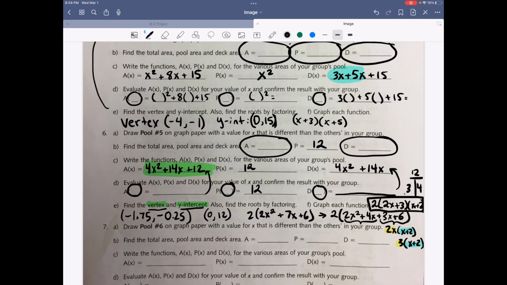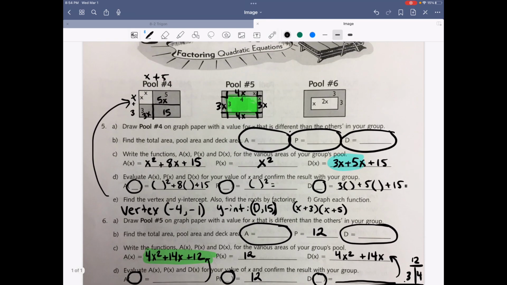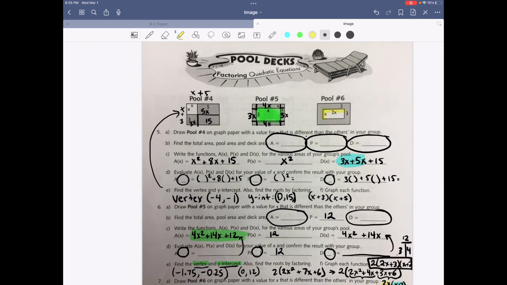For pool number 6, you are going to draw a pool of a size that you choose. It's going to be x in width, and it's going to be twice that in length. So for example, if you chose 5 for your width, then 10 would be your length, because you would double it. Or 2 and double it, 4. If you chose 3 for your x, then you double it, you would get 6. Okay, so draw that pool, and then draw a decking that is 3 feet wide all the way around.